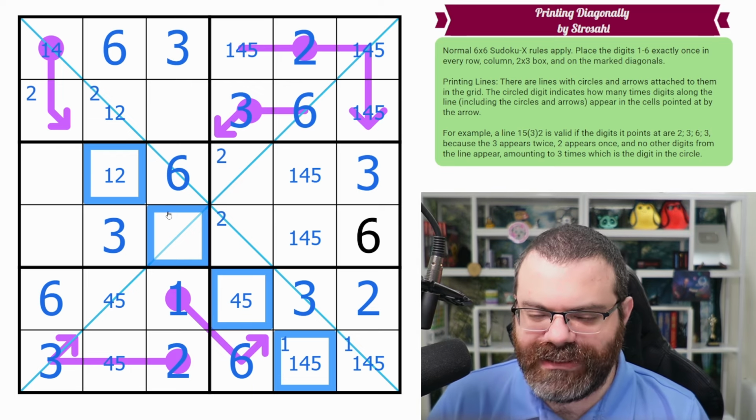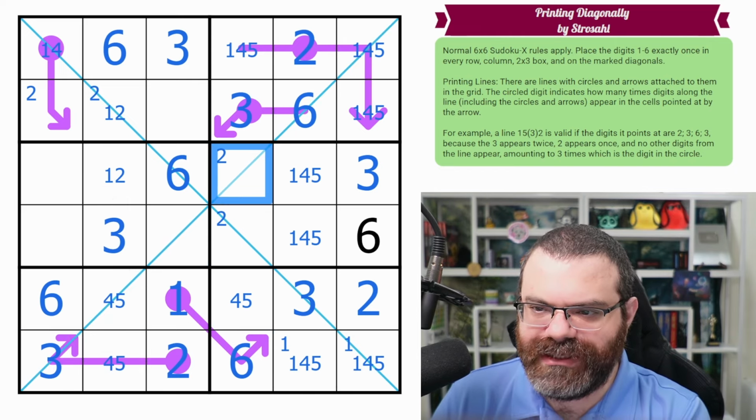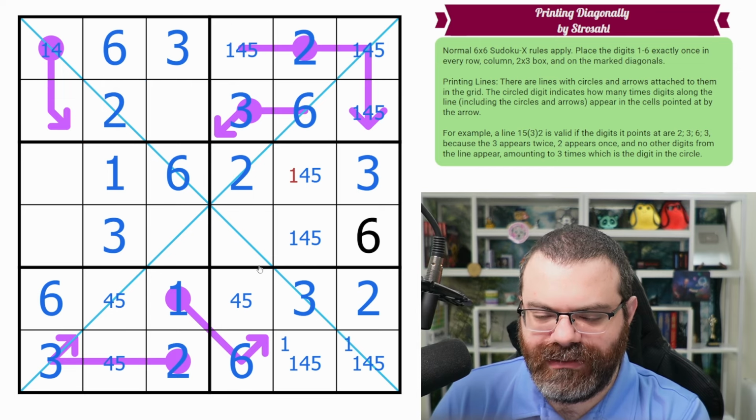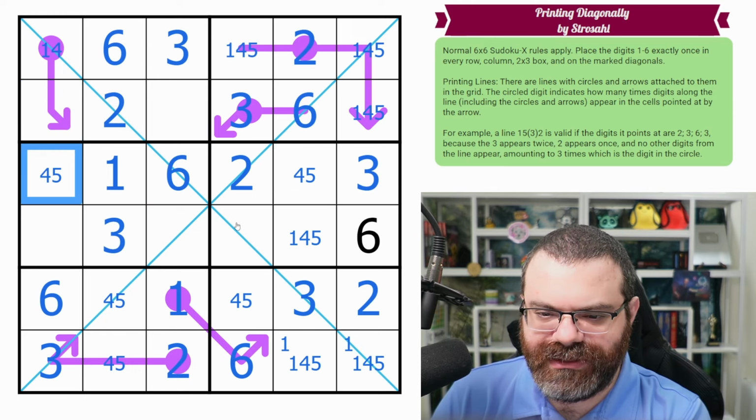I am seeing something, though, that's not related to this, which is we need a 2 on this diagonal. It can't go here, so the 2 ends up here. That gives us the 1 and the 2 here. Okay. So if this was a 4... Let's see, this isn't 1. This is 4, 5. Let's actually do some more Sudoku here.